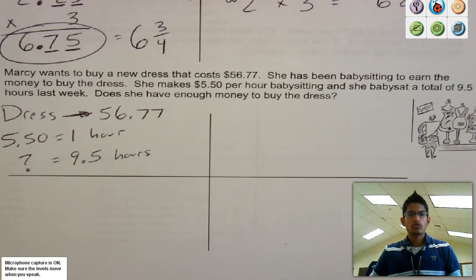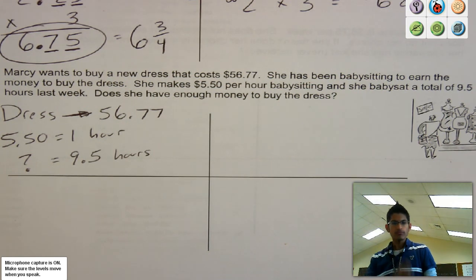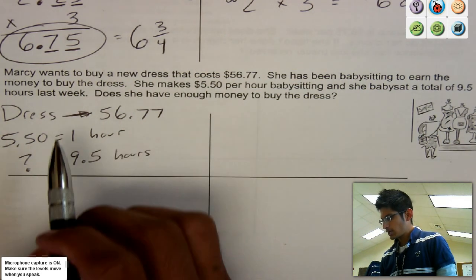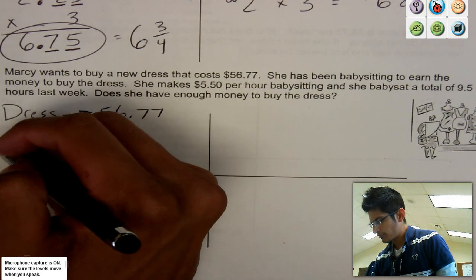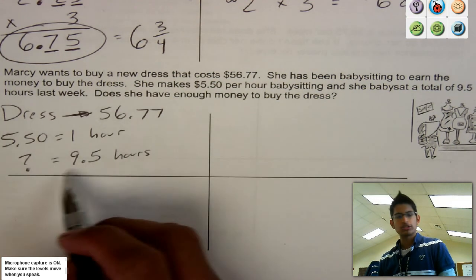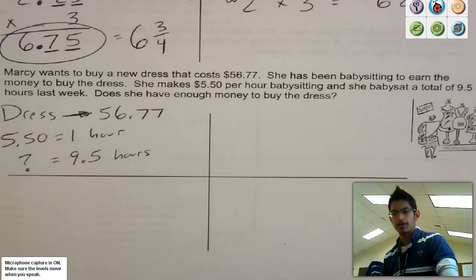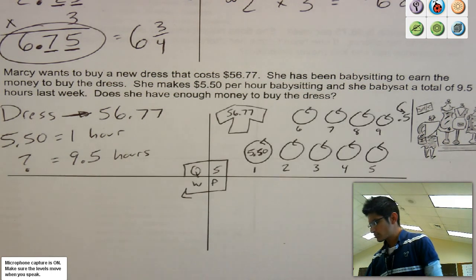All right, for number 2, it says Marcy wants to buy a new dress that costs $56.77. She has been babysitting to earn the money to buy the dress. She makes $5.50 per hour babysitting, and she babysat a total of 9.5 hours. Does she have enough money to buy the dress? So first I write down the important information. The dress is $56. In 1 hour, she makes $5.50. And I don't know how much money she makes, but in 9.5 hours, I got to figure out how much money she will make.